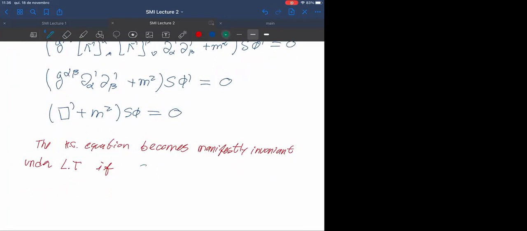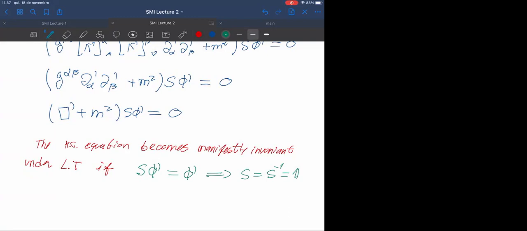If S, I forgot to put a prime here. Sorry, guys. S prime here, of course. So if S phi prime equals phi prime, right? You agree, all of you? This means then that S is equal to the identity.